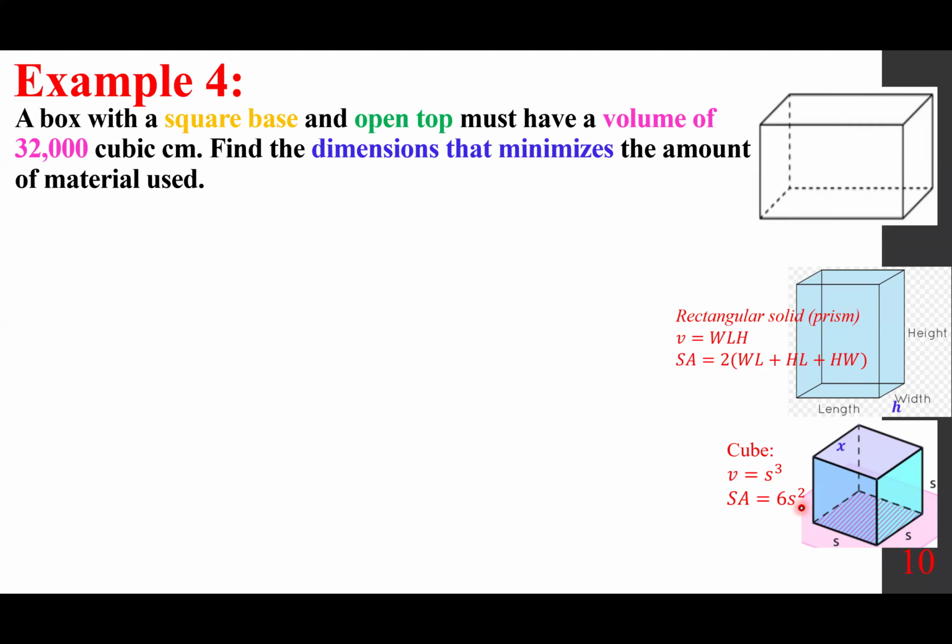So now we have the width and the length to be the same, x, because the base is square, and the height is h. You have to define your variables. So the base is x times x and the height is h. So find the dimension that minimizes the amount of material. So we want to minimize the material. That means the surface area.